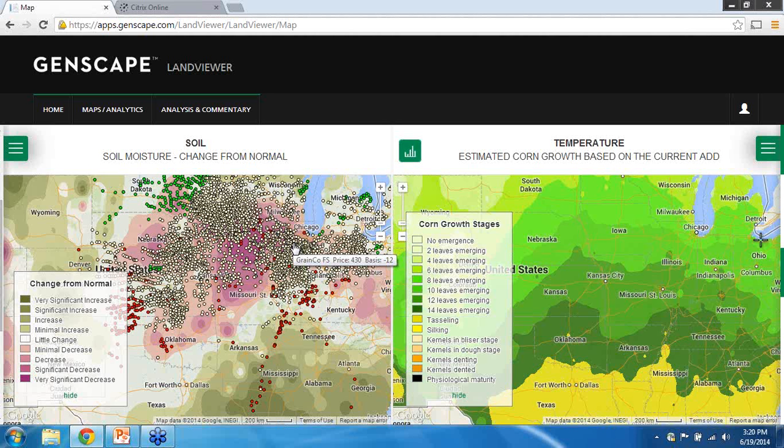So while things look good right now, compared to last year where we had a good soil moisture base, we don't have that this year. So if we do start to see some of the drought conditions, it could have a greater impact.